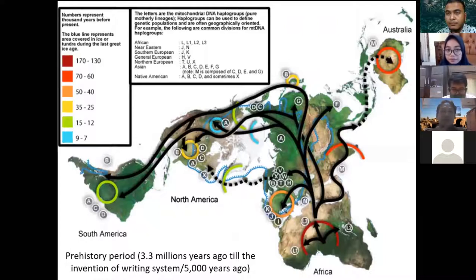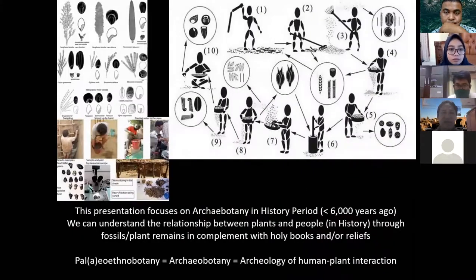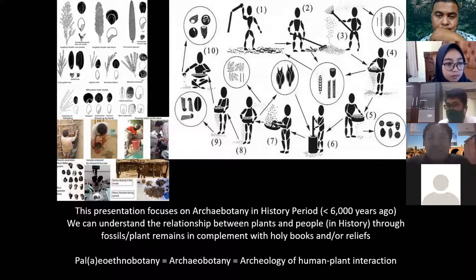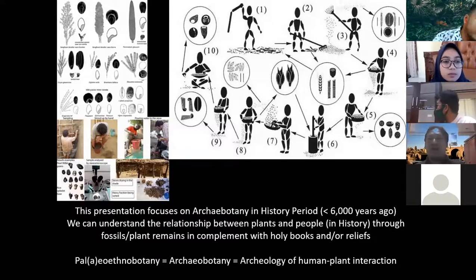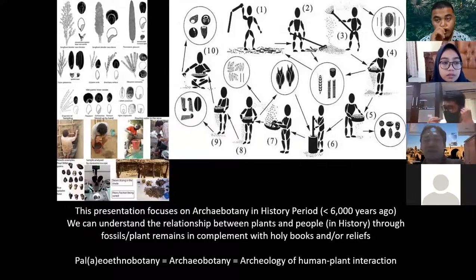I would like to show you the map. This is our world where we are living, right? If we are talking about the prehistoric period, we are talking about 3.3 million years ago until the invention of the writing system, about 5,000 years ago. So my talk is only about the historic period, less than 5,000 years ago. And of course, I took some pictures from Google, so they are not my property.